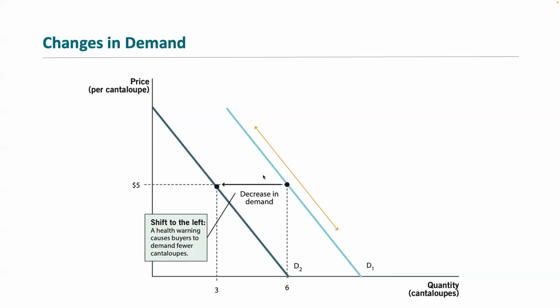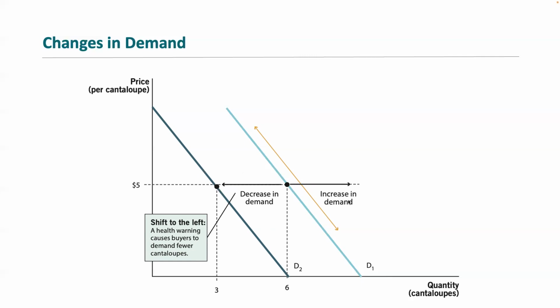In this case, a health warning told buyers that they shouldn't really eat cantaloupe, it's bad for you. So even if the price is still $5, that quantity demanded is going to now drop to 3. So this is when we say a shift in the entire curve. We jumped from our original D1 all the way over to D2. And that price hasn't changed, but that quantity demanded sure has changed.